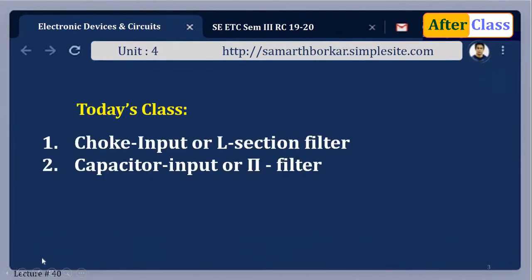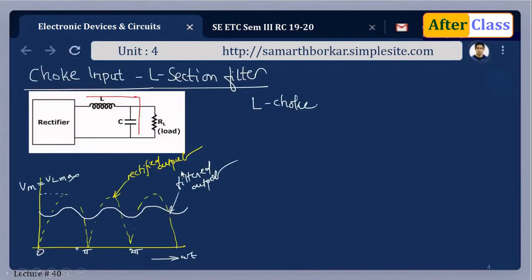So these are the topics for today's class. L section filter, also referred to as LC filter or choke input filter, and the second one is pi filter or capacitor input filter. In the last class we had just briefly discussed the introductory part of the L section filter.